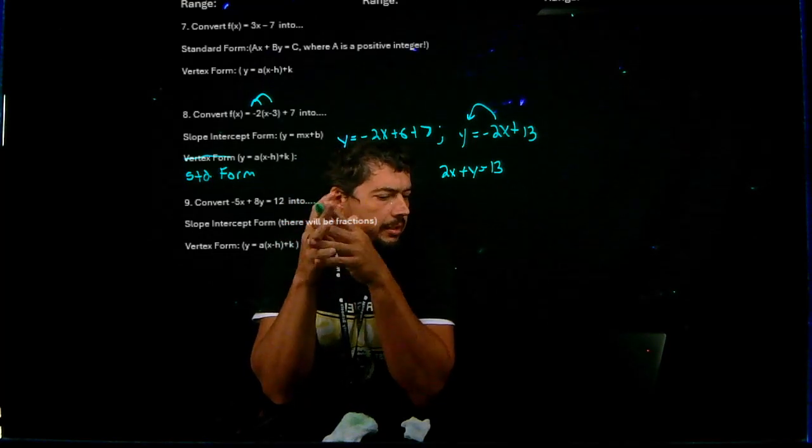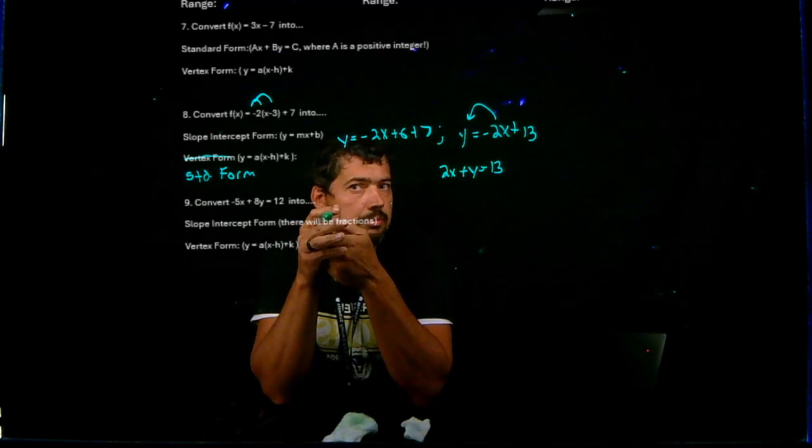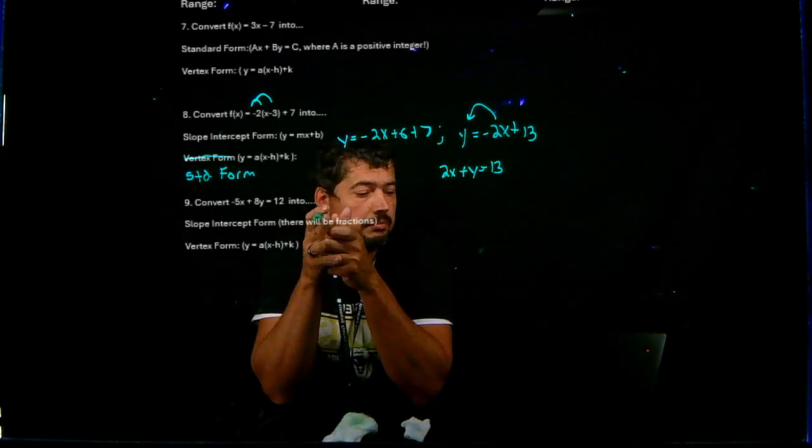All right, last one on the front of this page. Convert -5x plus 8y equals 12 into slope-intercept form. And there will be fractions on these. Not a big deal.